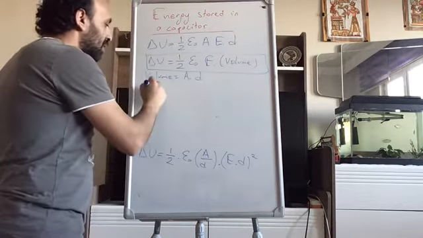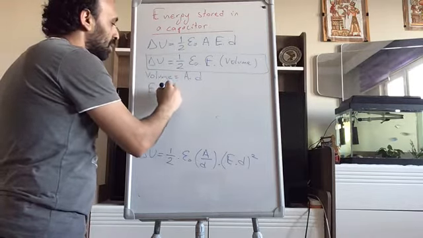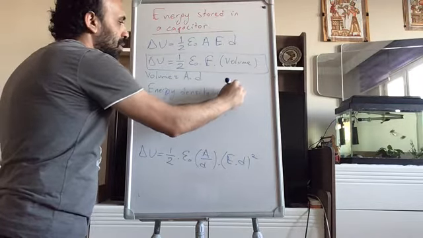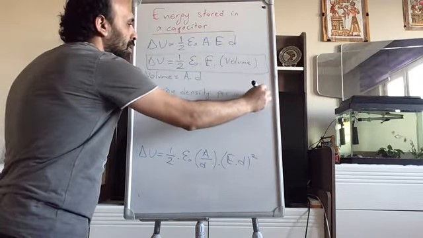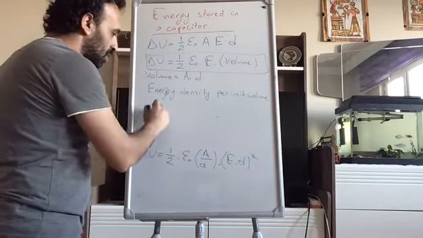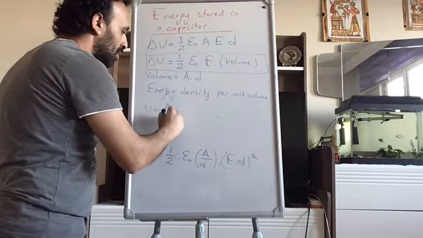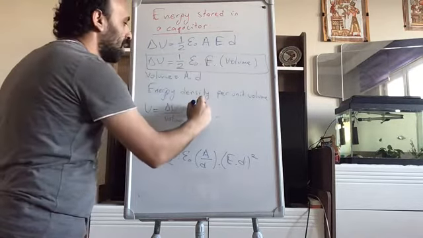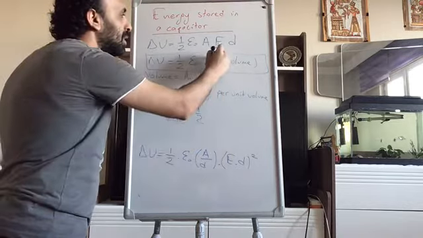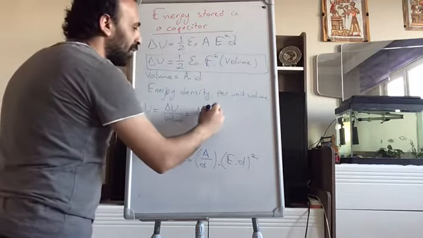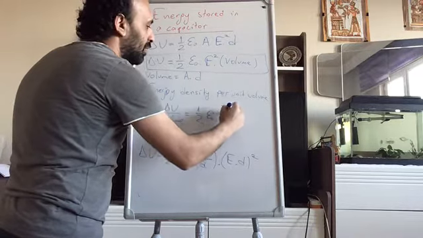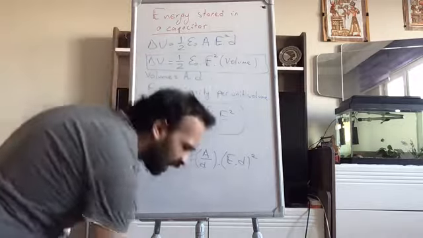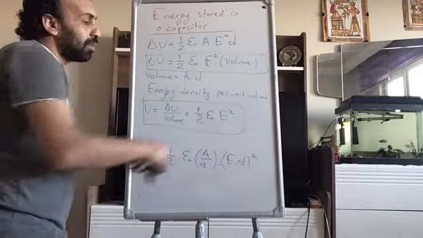So this is the energy stored in a capacitance, the total energy. But if I define the energy density per unit volume, if I show it with U, it is delta U over volume. So if I divide this equation by the volume, I'm going to have 1/2 epsilon 0 and electric field squared, which gives you the energy density in a capacitor per unit volume.